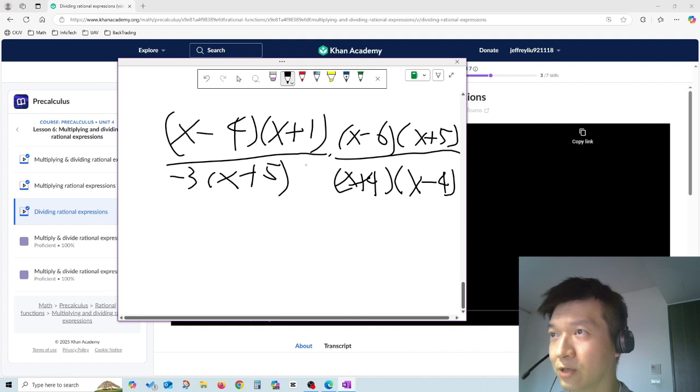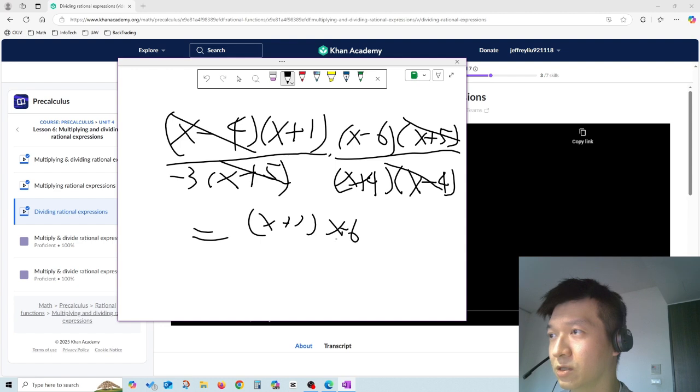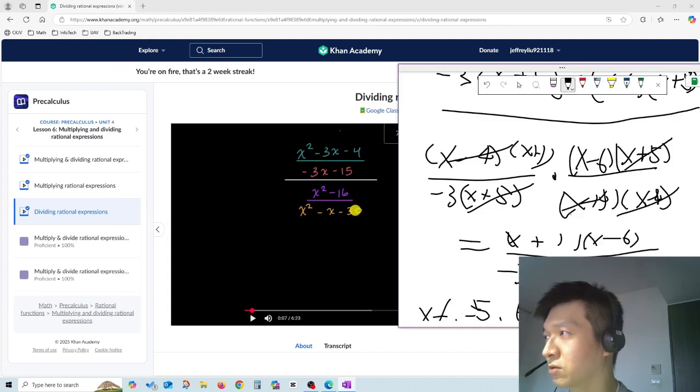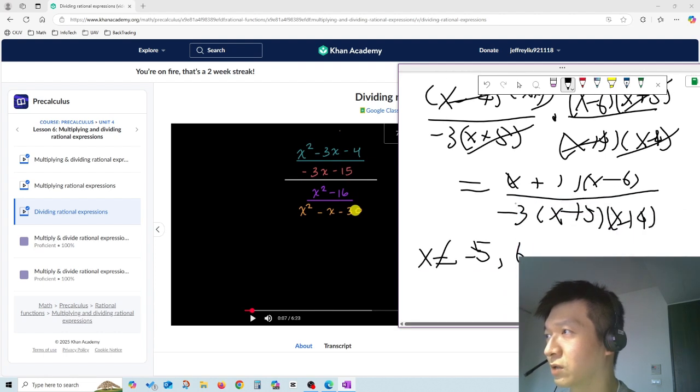Okay, so now you can cancel, right? Do your canceling. Cancel, cancel, and you got what? X plus 1, x minus 6, and minus 3, x plus 4. So what about your domain? We cannot tolerate that denominators are 0. We cannot calculate the undefined numbers, right? So we have negative 5 again, and negative 4 and 4, right?